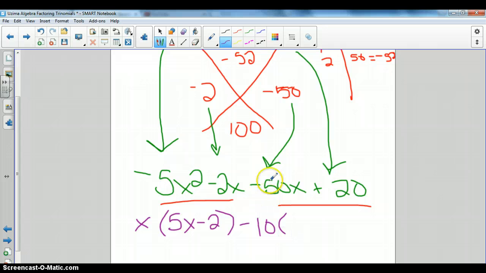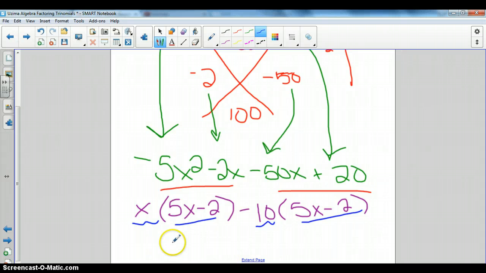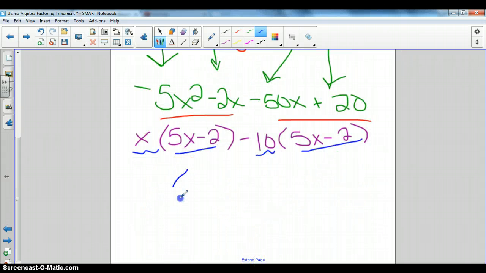So if I factor out a negative 10, negative 50 divided by negative 10 is going to be 5. 20 divided by negative 10 is going to be negative 2. Okay, my two pieces match. Hooray, I did it right. And then this is our other piece. So our final answer is going to be x minus 10 and then 5x minus 2.